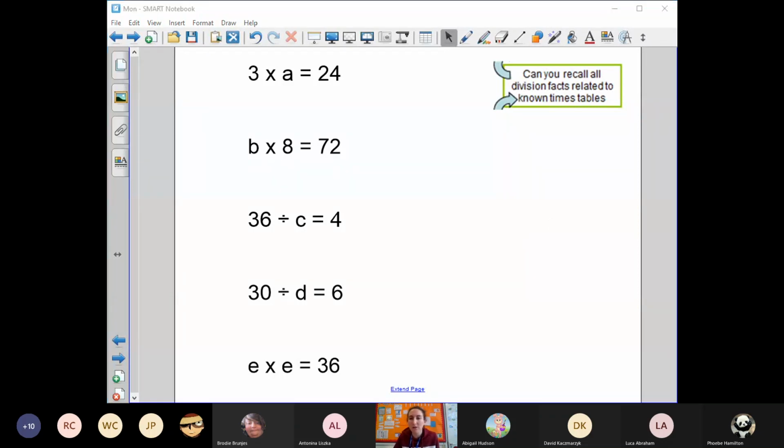So see if you can work out using your times tables facts these missing letters A, B, C, D and E. Well done. So Brody, try using the letter instead of saying 1 equals 8. I know what you mean when you say 1, you mean question 1, but that then looks like 1 is equal to 8, which is not. So try using A equals 8 instead. But you're absolutely right, it is 8.